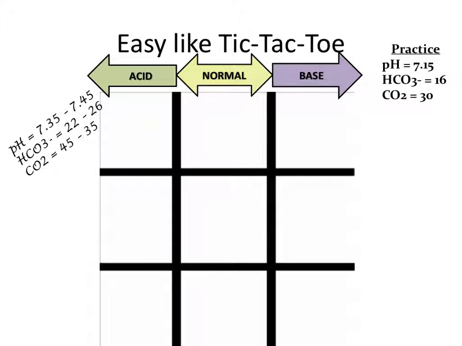Another value, pH is 7.15. Again, that's lower than normal. So we put our pH on the acid side. Bicarbonate is 16. That is lower than normal, also on the acid side. CO2, 30. That is on the base side. So now we have opposite values of our key players here. Runs us into some trouble. So the pH is something acidosis.